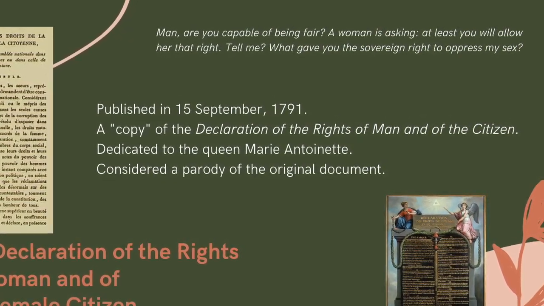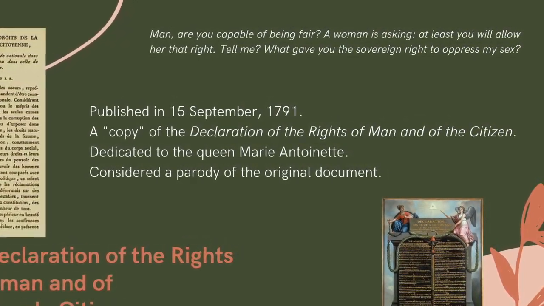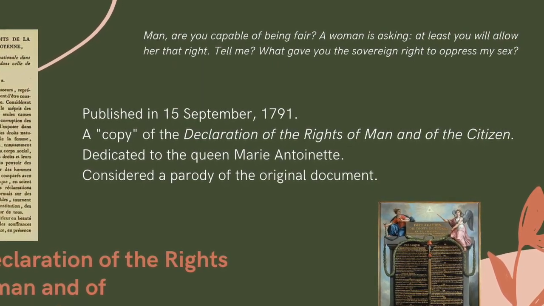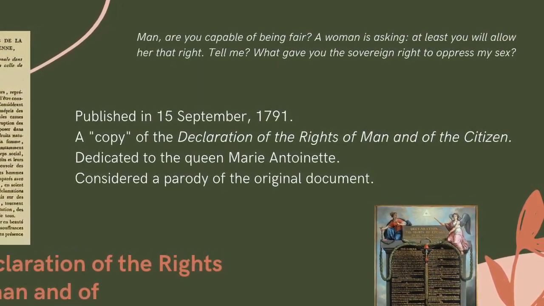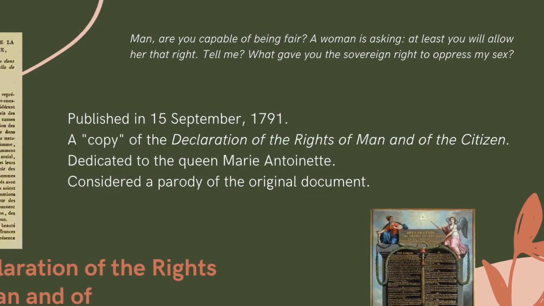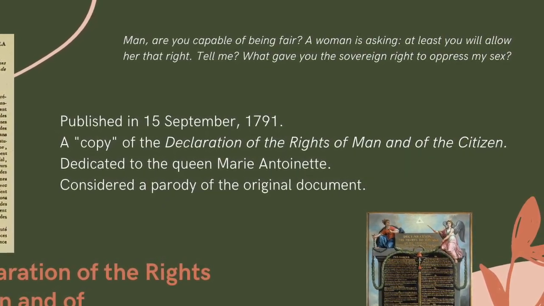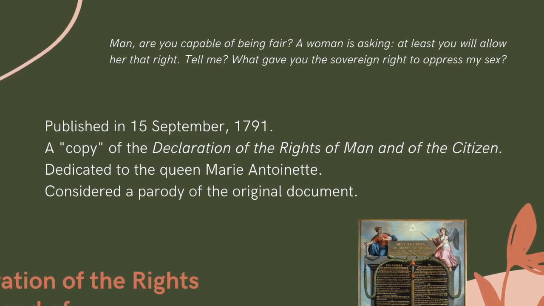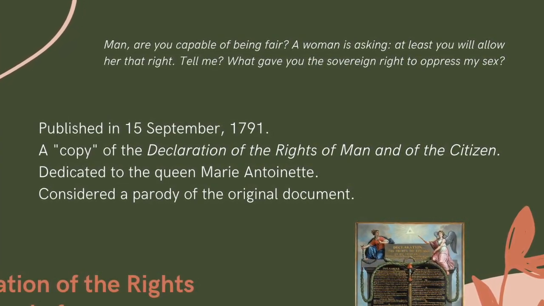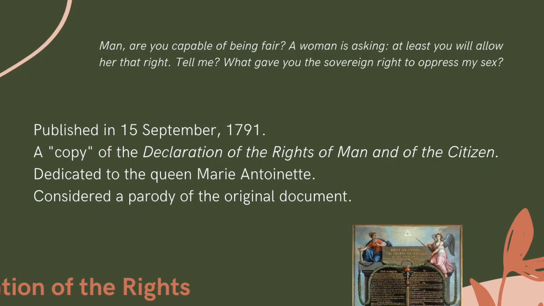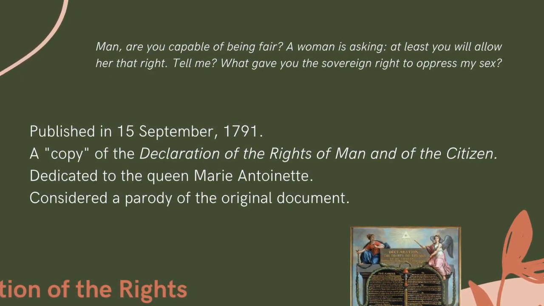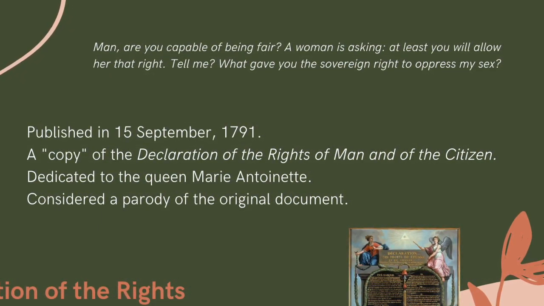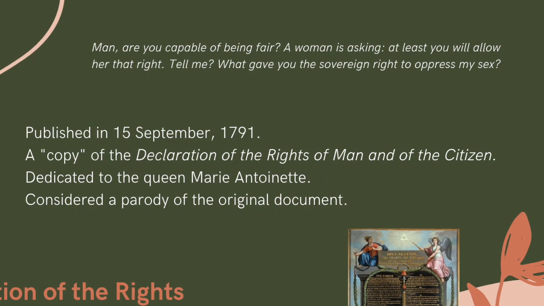It was dedicated to Queen Marie Antoinette, because even though she was the most hated woman at the time, she was a woman, and Olympe de Gouges was asking her to take her place as one. This is one of the reasons why she was sent to the guillotine. And it is also considered a parody of the original document, which is why it was forgotten for so many years. This text was the start of feminism.